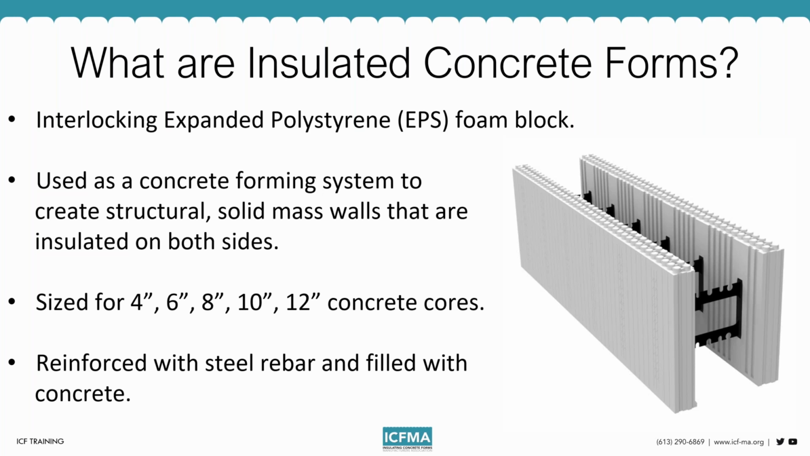The forms take the place of traditional forming systems, and so you have a system that is going to stay in place here. Basically, all of these are sized for different core thicknesses. So typically you're going to see concrete sizes of 4 inches, 6 inches, 8 inches, 10, and 12 inches. And some systems also allow you to do different core thicknesses in varying amounts depending on your specific needs. And as mentioned, again, you're going to place your steel reinforcement in this and you're going to fill it up with concrete.